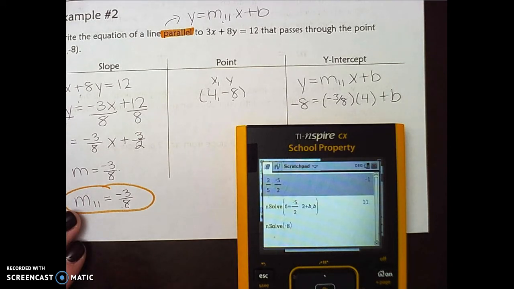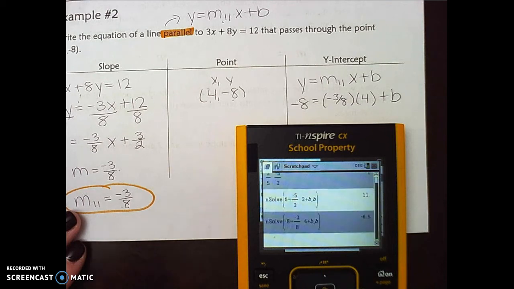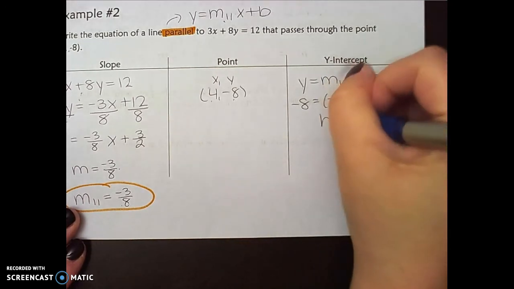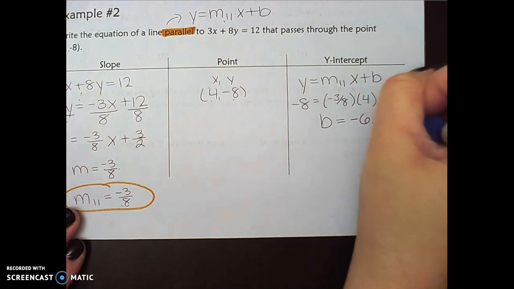Negative 8 equals negative 3 divided by 8 times 4 plus b, and then comma b to solve for b, and I hit enter, and I get that my y-intercept b is negative 6.5. So b is equal to negative 6.5.